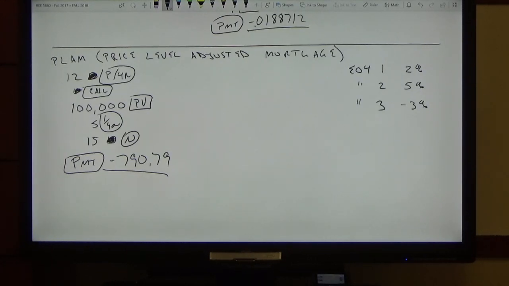So, here's what we're going to do. You're going to find the balance at the end of the first year.